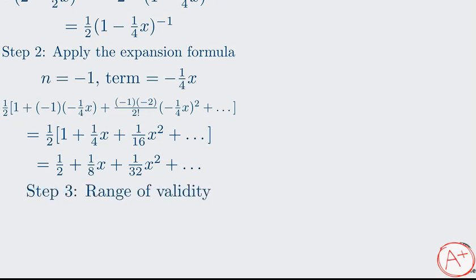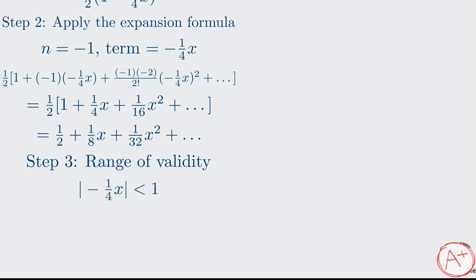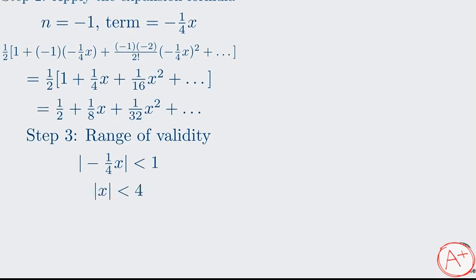To find when this is valid, we take the absolute value of the variable term from our modified bracket. The absolute value of negative ¼x must be less than 1. Multiplying by 4, we find the range of validity is the absolute value of x is less than 4.